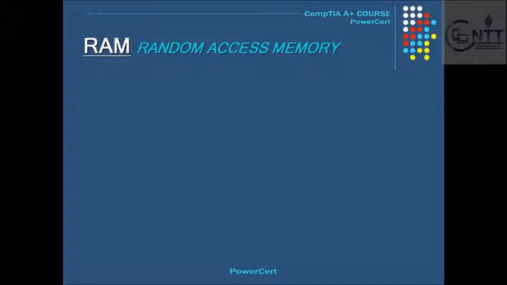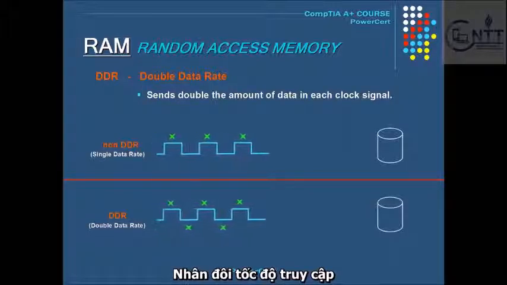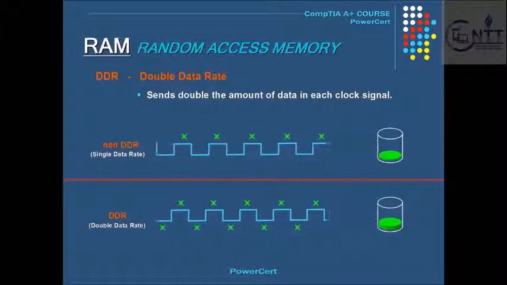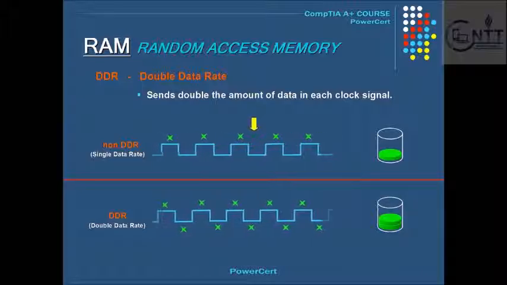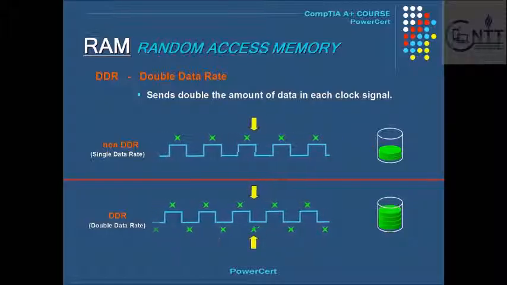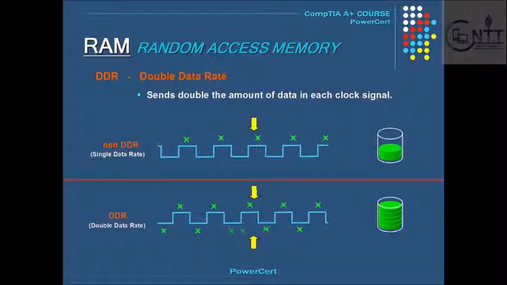As technology increased and processor and bus speeds have gotten faster, a new RAM technology was developed to keep up with the faster speeds of computers. This newer technology was called DDR, which stands for double data rate. And that's basically what DDR does. It sends double the amount of data in each clock signal when compared to non-DDR RAM. Non-DDR, or single data rate RAM, uses only the rising edge of the signal to transfer data. But DDR uses both the rising and falling edges of the clock signal to send data, which makes DDR twice as fast.